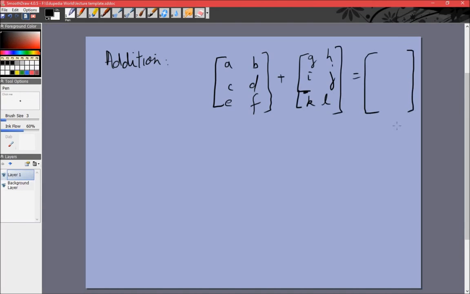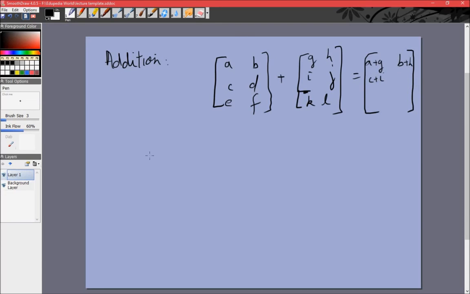the sum would be a matrix of the same size in which each entry was the sum of the corresponding entries. So the first term would be A plus G, the second term would be B plus H, the third term would be C plus I, and so on. So this is addition of two matrices.